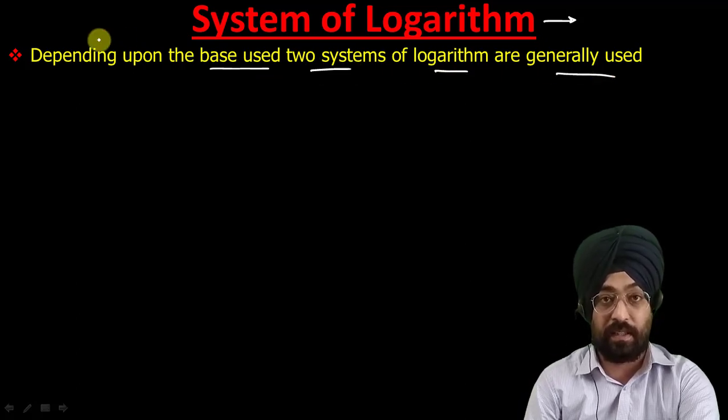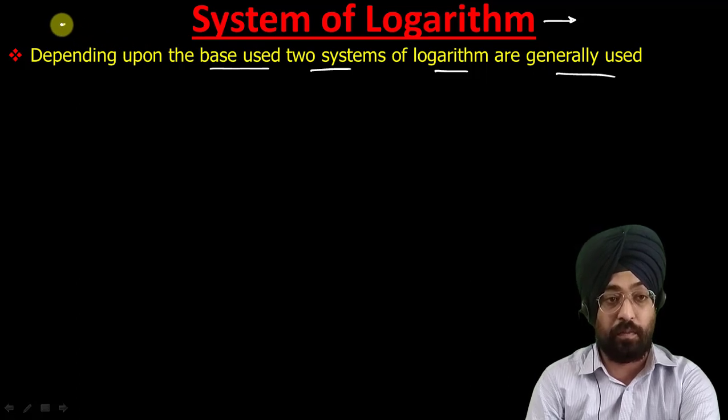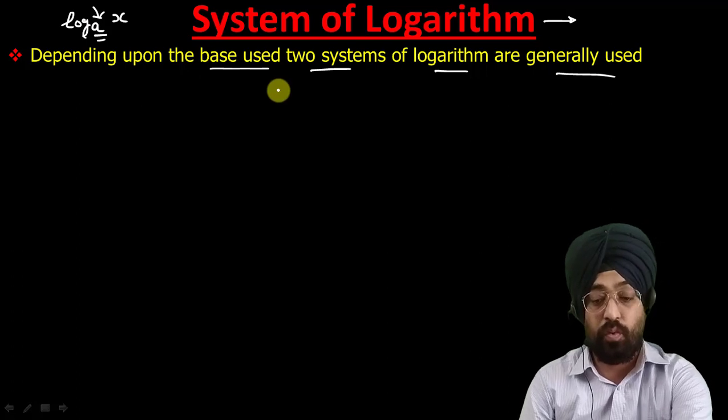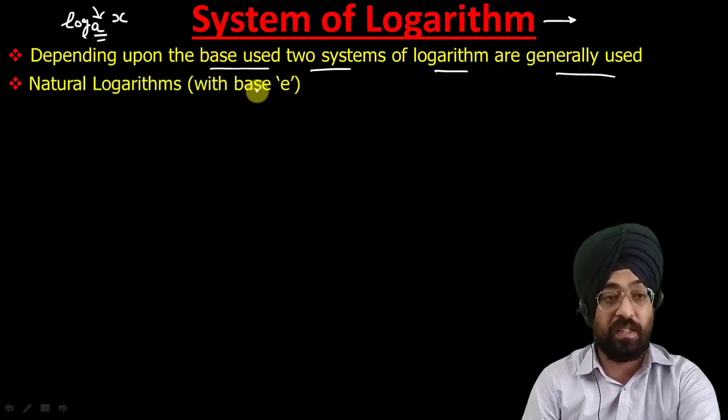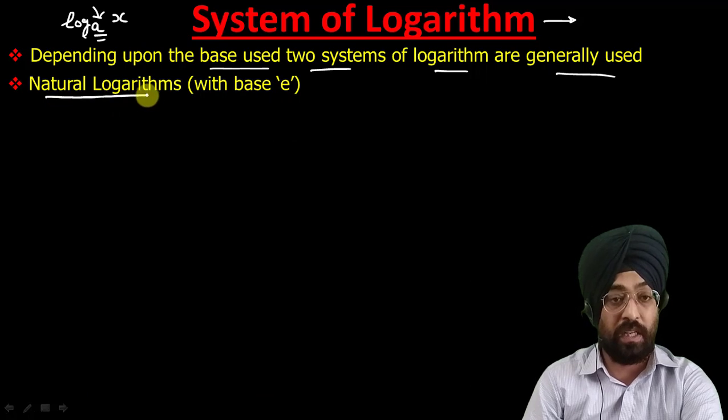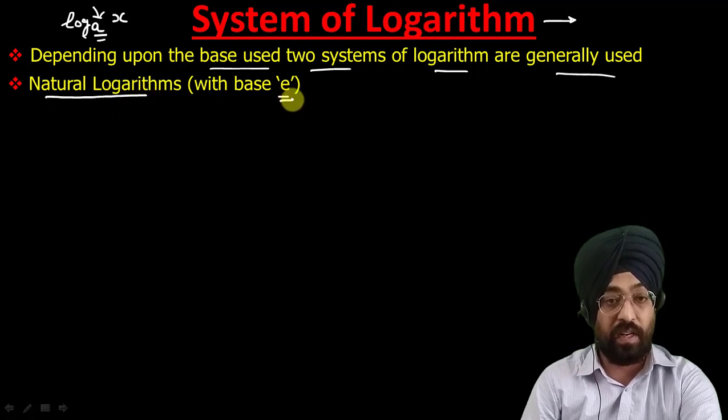As I have already discussed in my previous lecture, suppose we write log a of any number x, then this a is called the base. Now, depending upon the nature of this base a, we have generally two logarithmic systems. The first system is called natural logarithm, in which the base is e. Now what this is, we will now discuss.